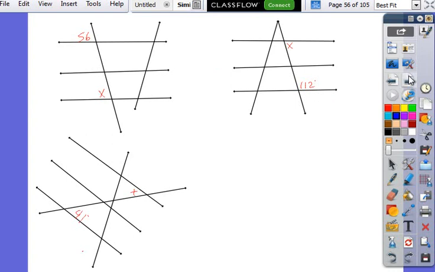First one, what kind are they? It's corresponding. It doesn't matter that this one in the middle is there. I'm looking at the top one and the bottom one. Those are corresponding. So that'd be 56.